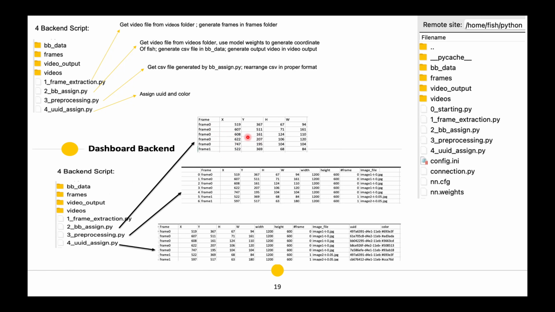But it is not clear, meaning we can't say which file this boundary box belongs to. So it will go on to the third script, which is the pre-processing Python script. The pre-processing Python script will take this generated CSV file and assign the width, height, frame number and image file, so that we can clearly observe. And the last one, the fourth one, is the UID assign.